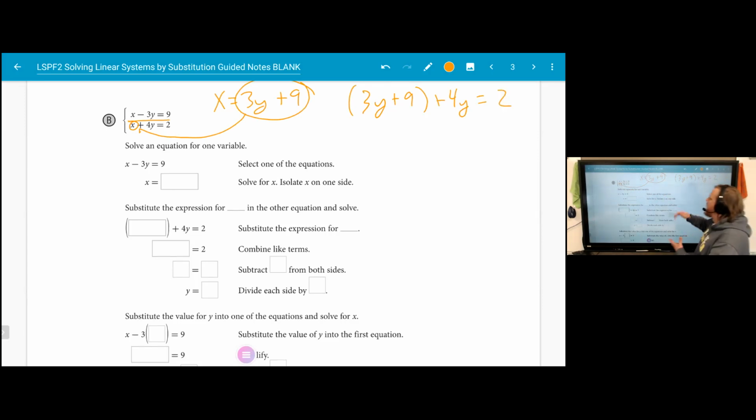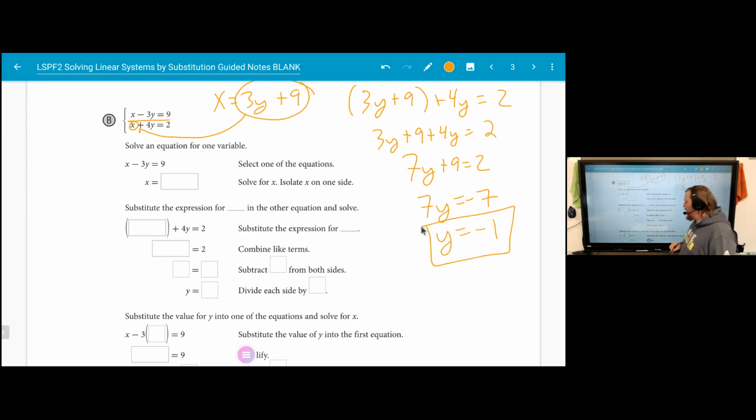Well, there's nothing multiplying the parentheses, so I can drop them, but essentially distribute a 1 through and get 3y plus 9 plus 4y equals 2. Combine like terms, 3y and 4y, to 7y plus 9 equals 2. There's our two-step equation. Subtract 9 from both sides. 7y equals negative 7. Divide both sides by 7. Y equals negative 1.